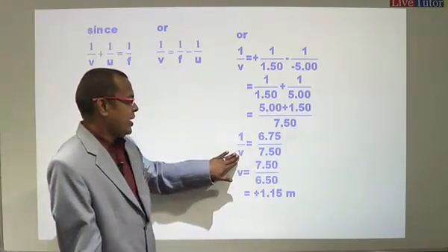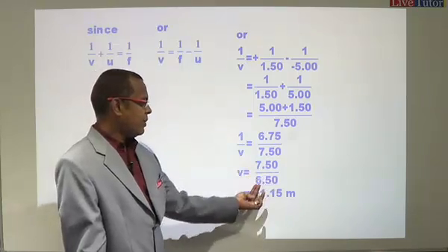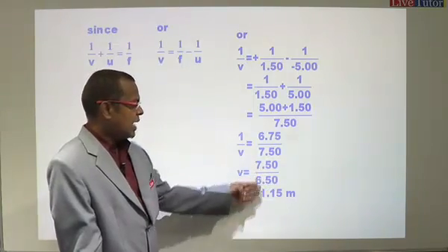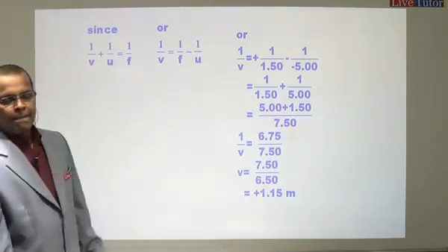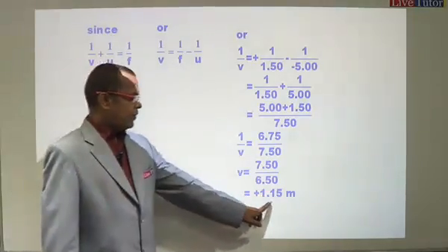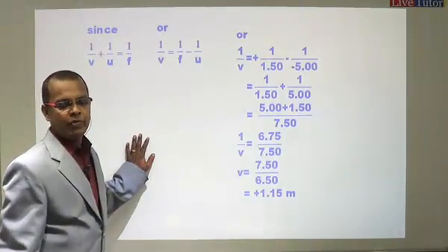Since we need only V, we have to take the reciprocal of that. So it will become 7.5 by 6.5. When you just calculate that, we will get 1.15 meter. So the value of V, that is the image distance, is plus 1.15.